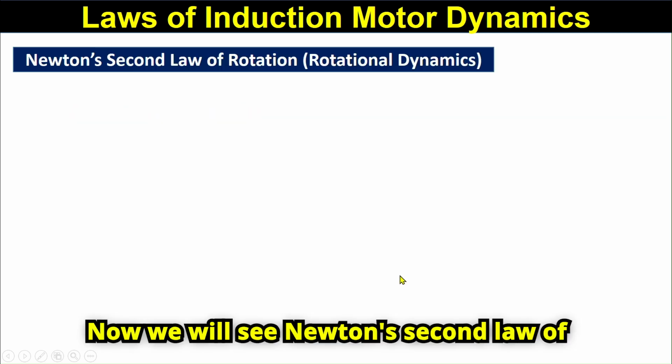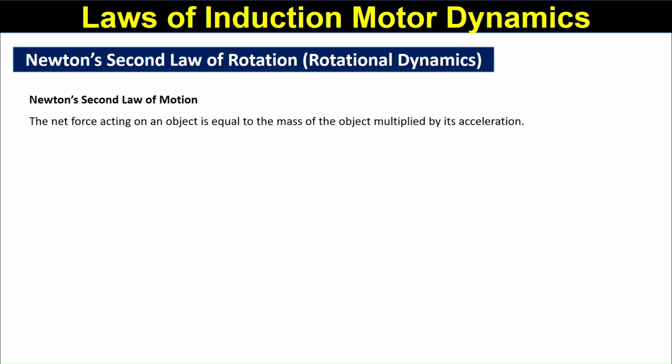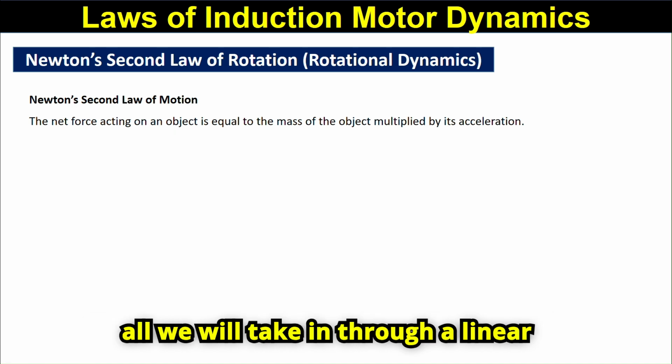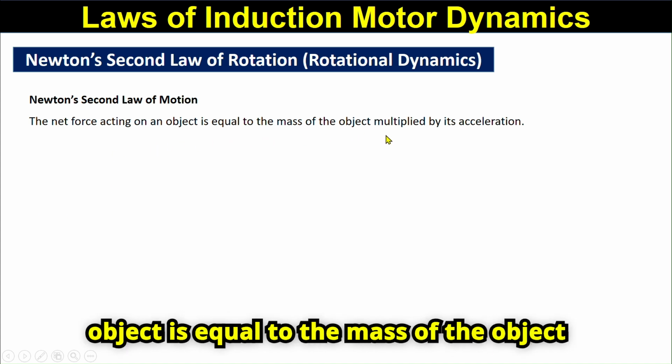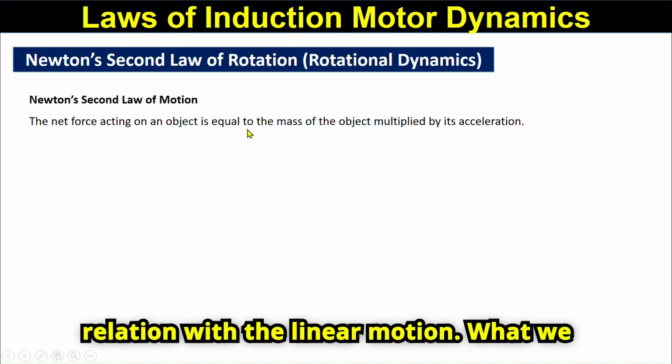Now we will see Newton's second law of rotation. First of all, we will take it through linear motion. Newton's second law of motion: the net force acting on an object is equal to the mass of the object multiplied by its acceleration. It is in relation with the linear motion.